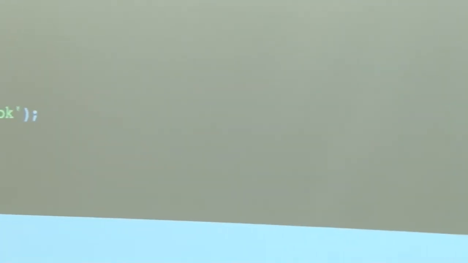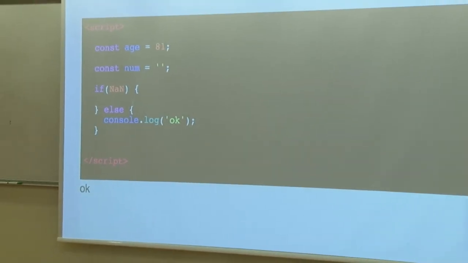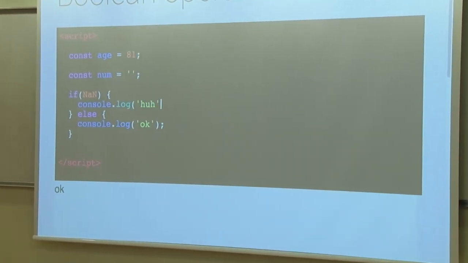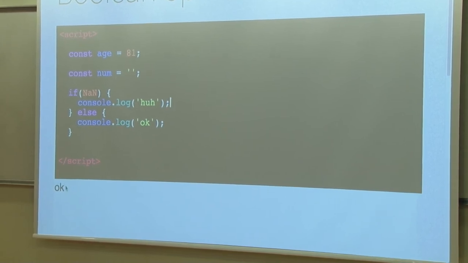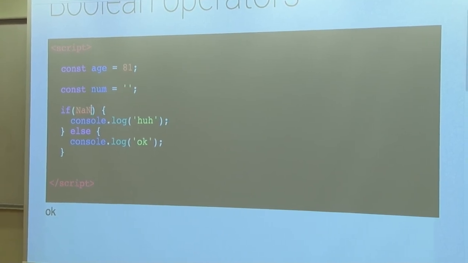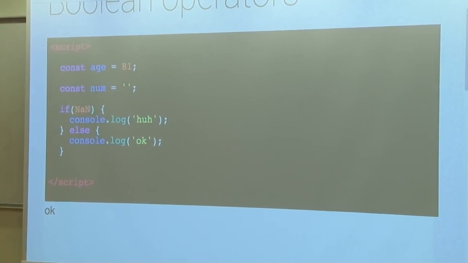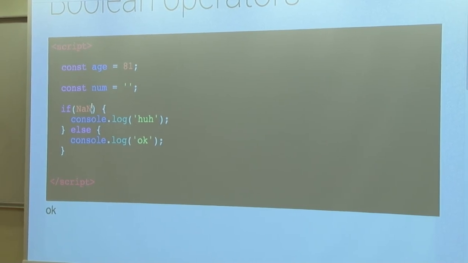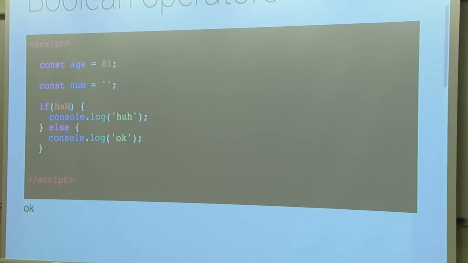So if I were to put NaN in here, NaN is falsy, so it goes into the else and prints console.log. It will not print this one. It prints okay instead. Does that make sense? Basically, other than zero, empty string, there's null, which you don't have to worry about, and false. False is, of course, falsy. Everything else is truthy.